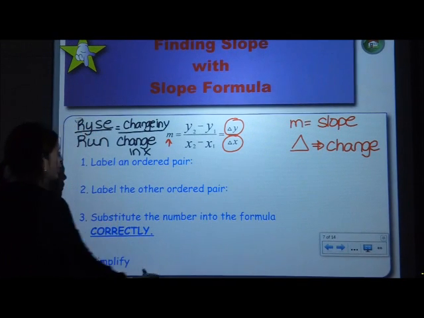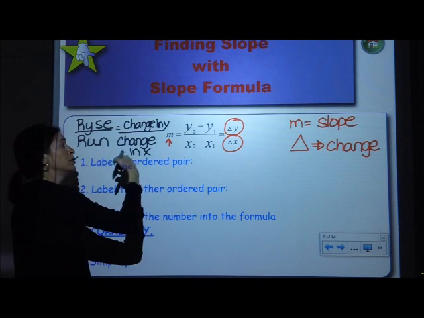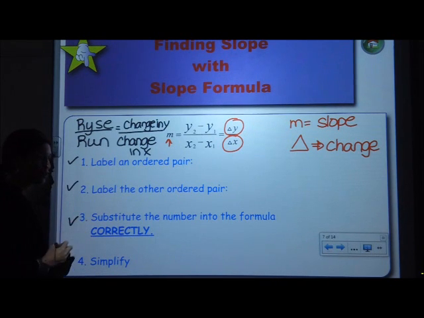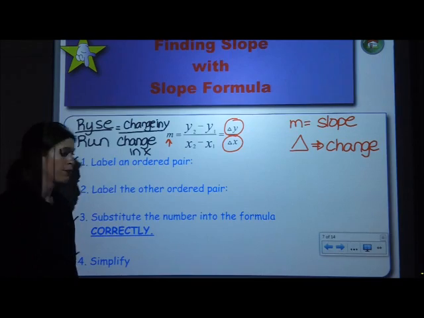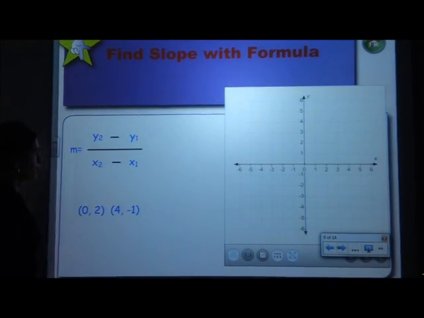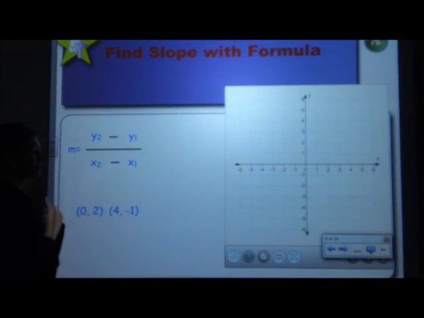Okay, so I gave you the process. You're going to label an ordered pair with your x1, y1. You're going to label the other ordered pair x2, y2. You're going to substitute the numbers into the formula, and then you're going to simplify. Well, let's go through that process. All right, so here we go. I wrote the formula for us. M, so slope, is the change in y over the change in x.